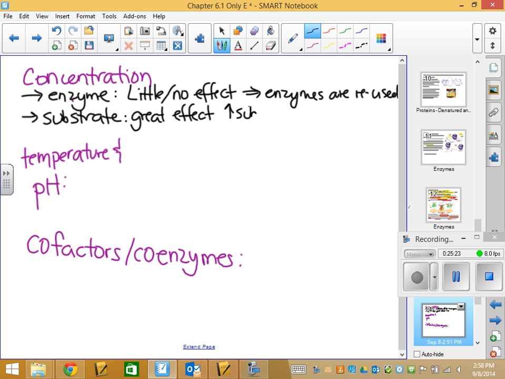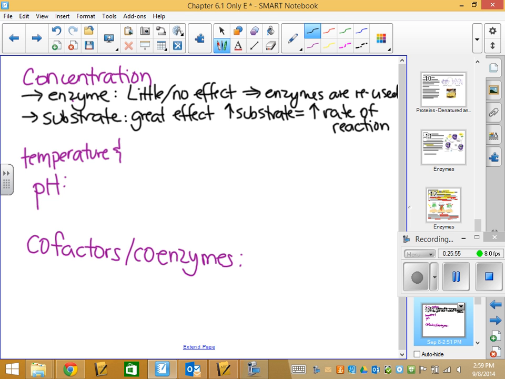More substrate equals greater rate of reaction. So it would make a difference how much substrate I have. If I add more substrate, more reaction can happen more quickly. So concentration has an effect if it's the concentration of the substrate. If it's the concentration of the enzyme, there's not a huge effect.